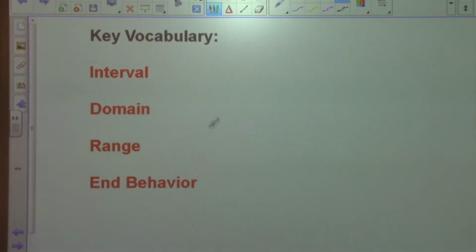The key vocabulary we're going to address in this section is interval, domain, range, and end behavior. And in today's portion, we're just going to concentrate on interval. What is the meaning of interval and how to describe what that is for a particular function. Okay?